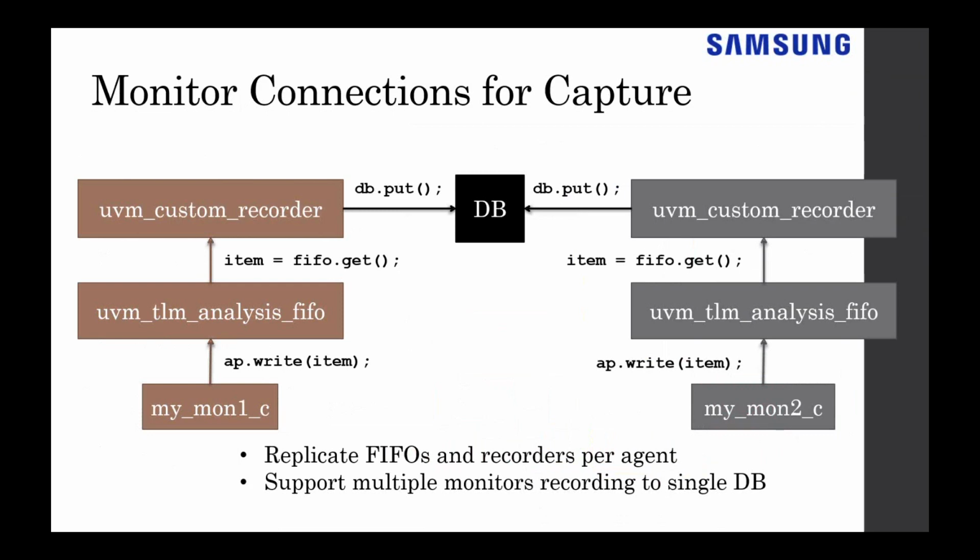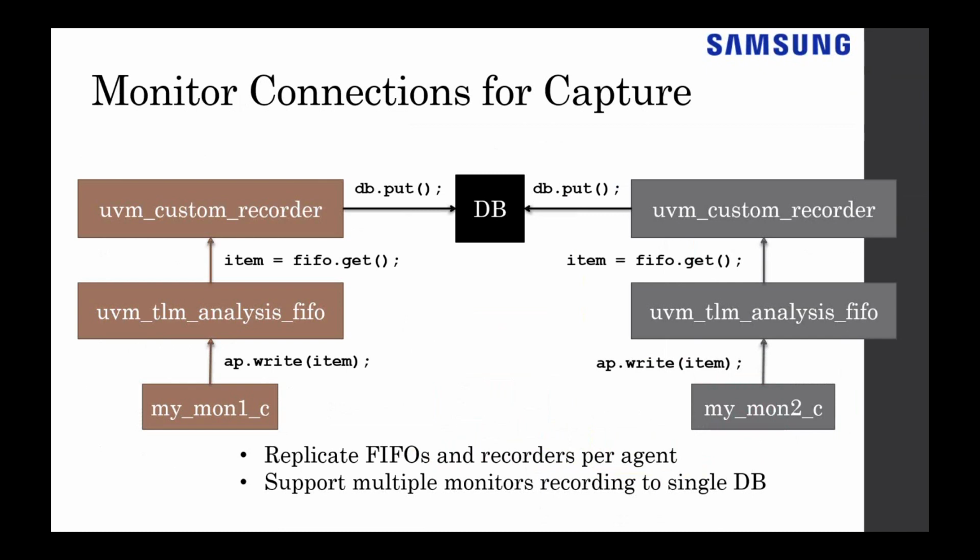On the other side of it, I wrote this class called UVM Custom Recorder. What it does is it takes a sequence item, and it's actually typed with whatever item you're interested in, and we'll call pack, and then basically put it into the DB for you. That's kind of the guts of what it does.